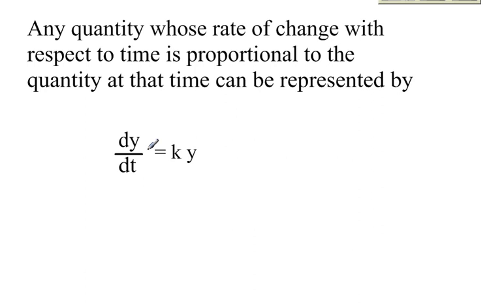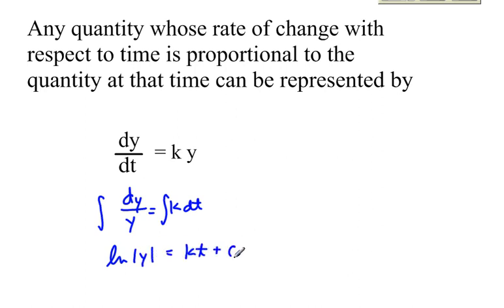All right, so any quantity whose rate of change with respect to time is proportional can be represented by this equation. And we can solve this equation. So we know how to find the antiderivative here by separating our variables. First we're going to say dy over y equals k dt. We're going to integrate both sides. And on this side, we're going to have the natural log of y, and on this side, we're going to have kt plus some C.